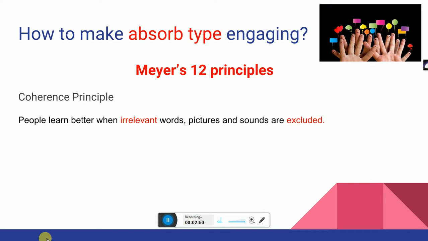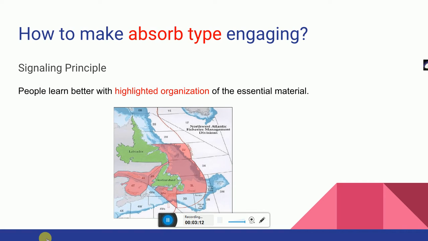The first principle is the coherence principle. Based on research, we are actually better learners if we are presented with relevant pictures and sounds. So we do not want to put in irrelevant words or pictures or sounds when we are delivering content.